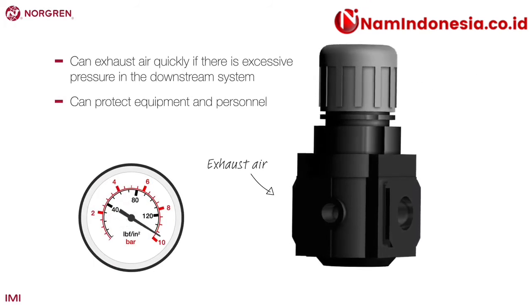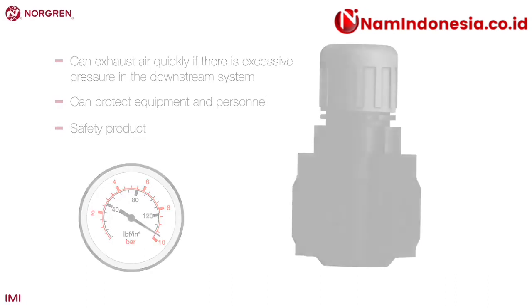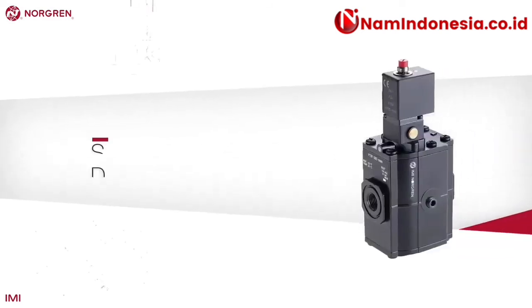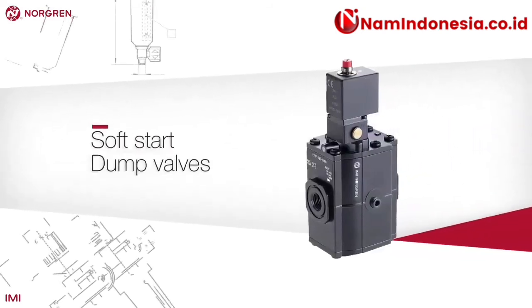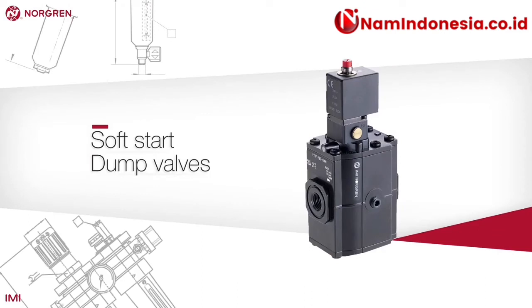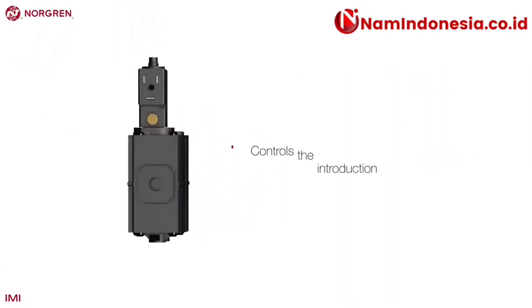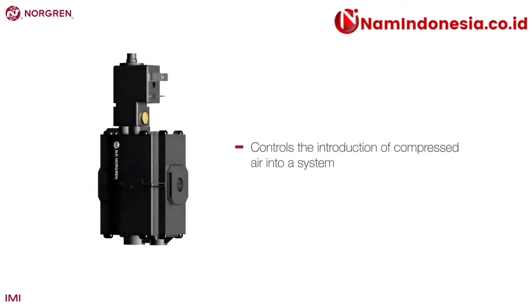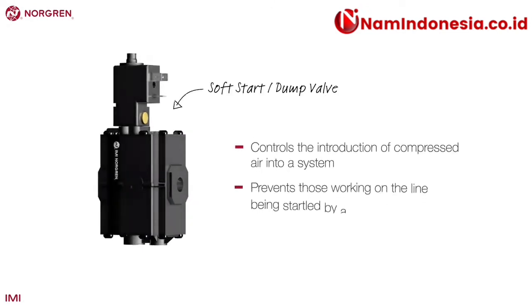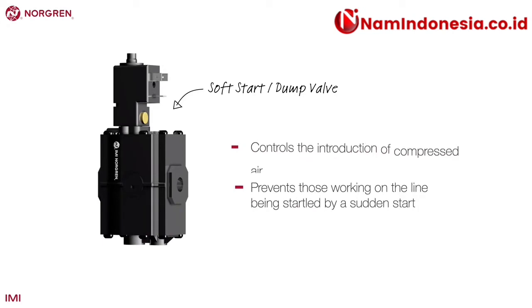If, for example, a cylinder was pushed back accidentally and a pipe burst, a relief valve is a product that helps with safety. Simply switching air on in a system without controlling the process can cause stress on equipment and eventually failure. A soft start valve controls the introduction of compressed air into a system to mitigate these risks and lessen the chance of those working on the line being startled by a sudden start.